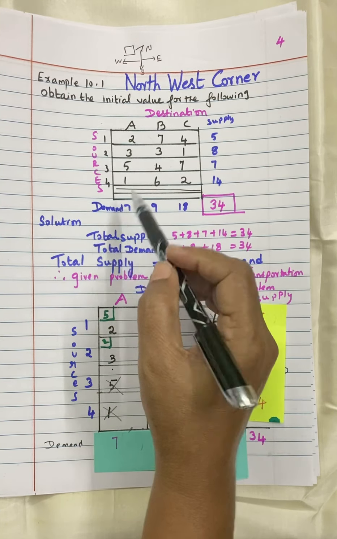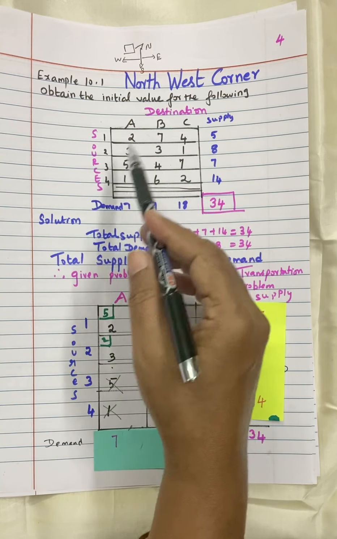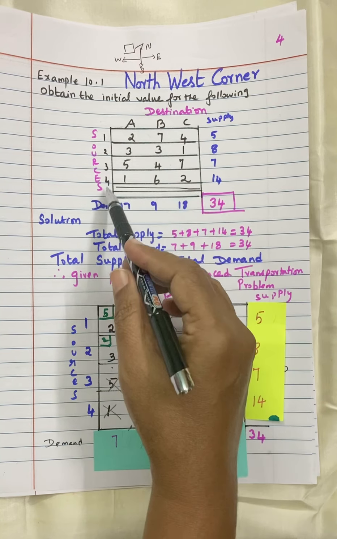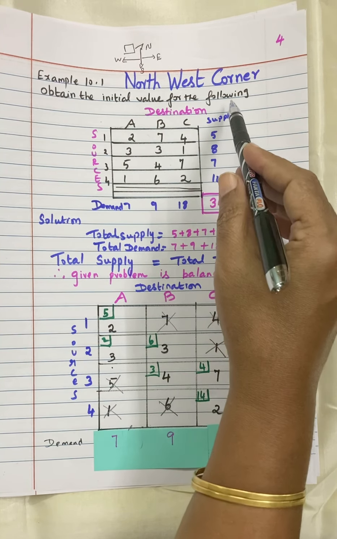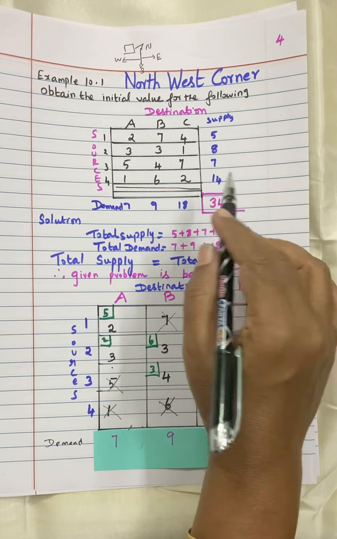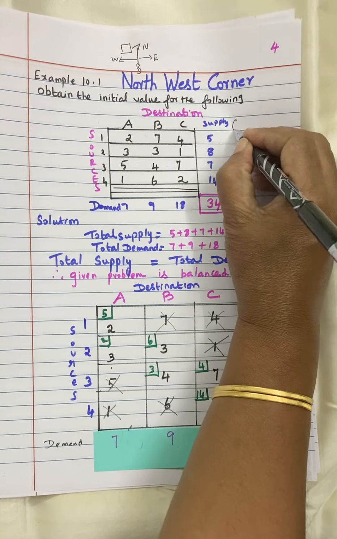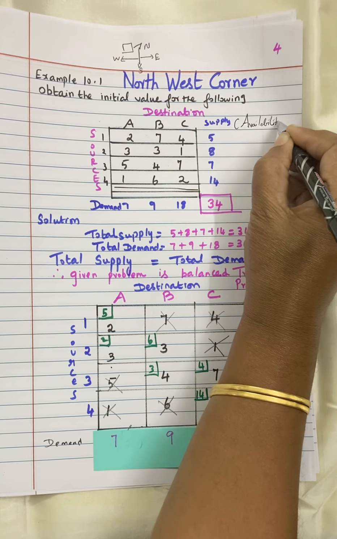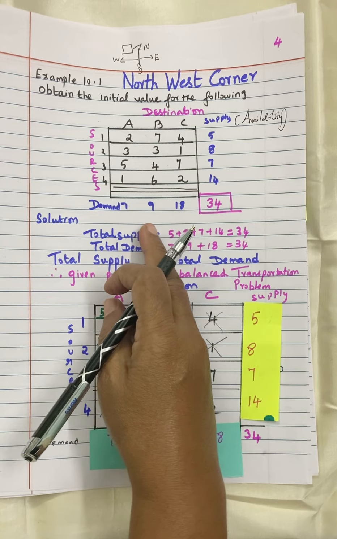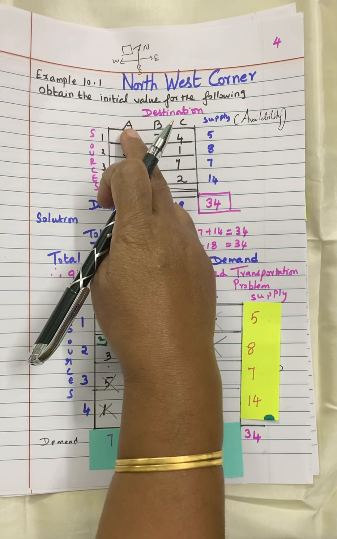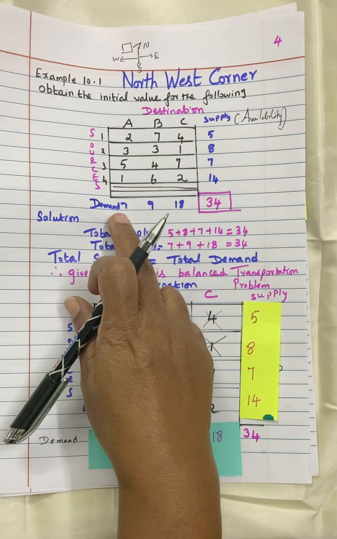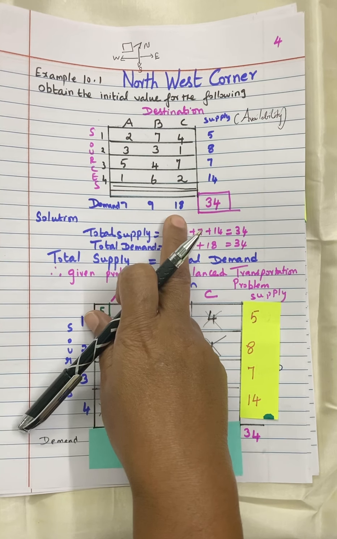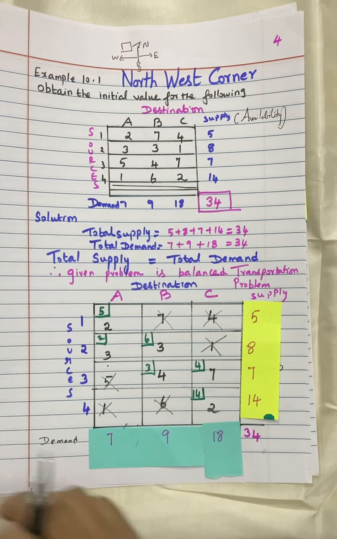Destination, sources: from 1 to A, from 1 to B, 1 to C, 2 to A, 2 to B, 2 to C, 3 to A, 3 to B, 3 to C, and 4 to A, 4 to B, 4 to C. Supply, availabilities. I can only supply this. So another name for supply is availability. This is demand. For warehouse A or for this shop, they have only 7 as the demand. Here only 9 demand. Here only 18 demand. Okay. So this is the problem given to us.